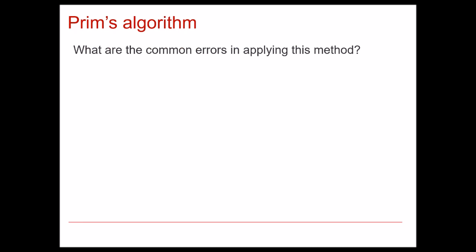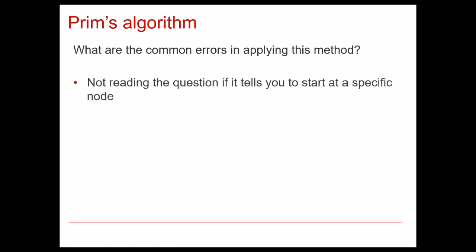So just before we finish, let's think about what might be some of the common errors that are made when people are using this algorithm, and then hopefully that'll help you avoid making those errors yourself. One thing is not reading the question if it tells you to start at a particular node. I can tell you in terms of exam marking, it's much easier if everyone has agreed to start on a particular node. So don't be surprised in your exams if they tell you to start at a certain node. So make sure you do that if it tells you to do that.